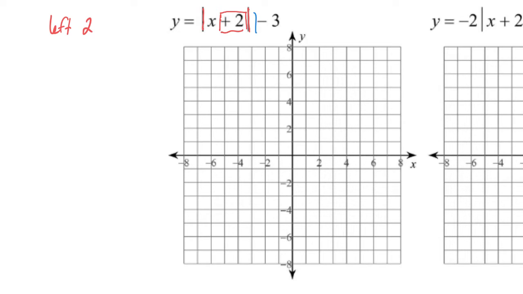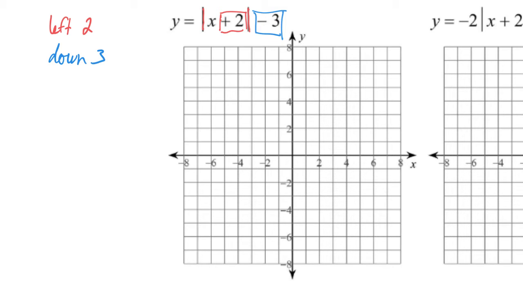Then we have this minus 3 on the outside. When it's on the outside, it says to move that down. When you add or subtract on the outside, it goes the direction it tells you to go. When you add or subtract on the inside, it goes opposite that.